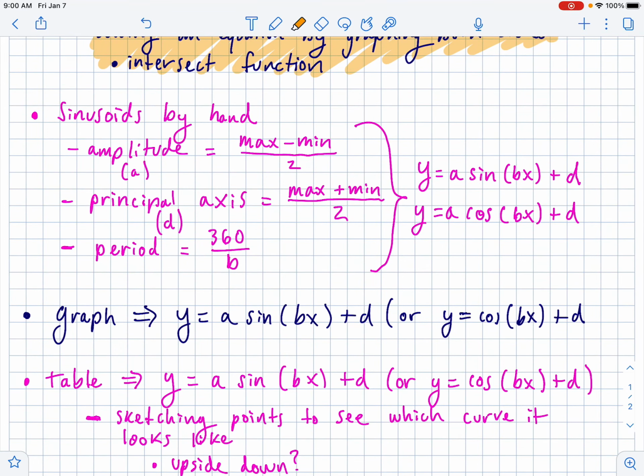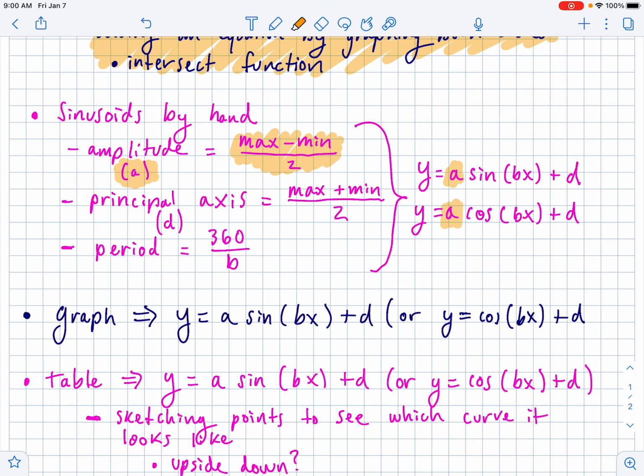Now, graphing them by hand, I showed you guys that if you want to find the amplitude, you take the max, you subtract the min, and then you divide by 2. Remember, the amplitude is from the middle of the curve up to the top. And amplitudes can never be negative, although you can have a negative a value out in front. The amplitude corresponds with the a value in front of the equation. That could be for sine or cosine.